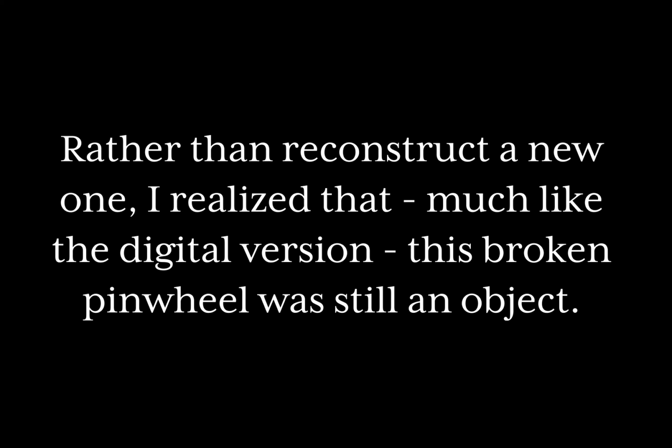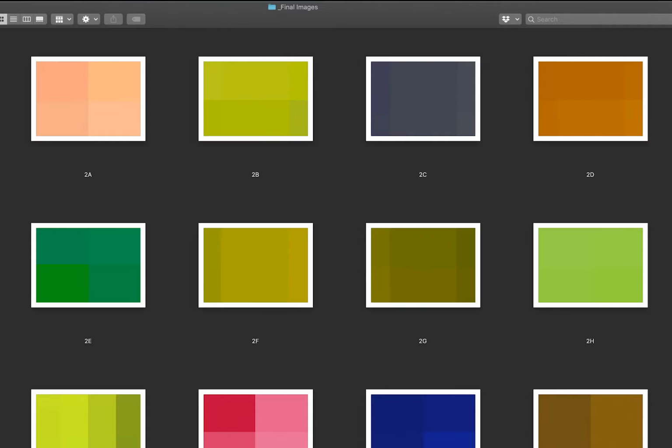Rather than reconstruct a new one, I realized that, much like the digital version, this broken Pinwheel was still an object. When I share some of these initial phone images with my classmates, I explain how I want to crop in on certain areas. They encourage me to do so digitally and even suggest I try pixelating them. I realized by looking over the final images that I view them as a series. The end result is seen here, the Pinwheel conversation.